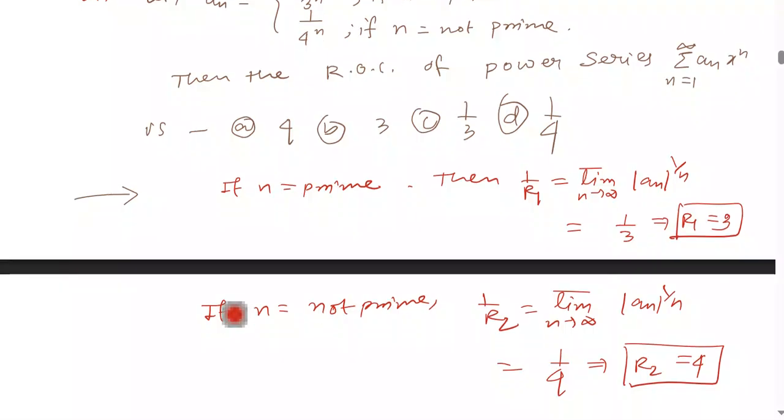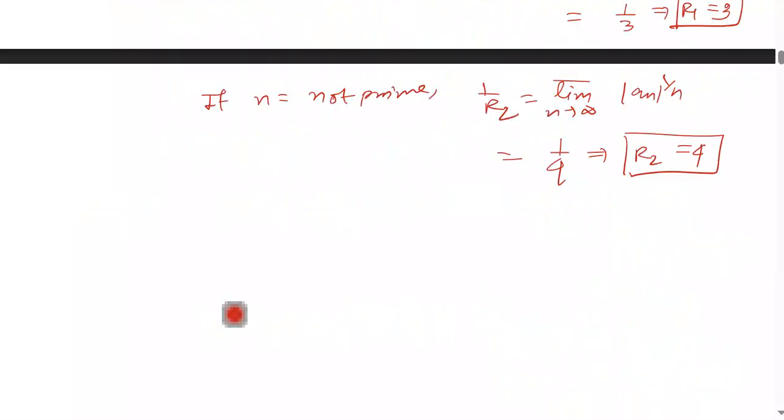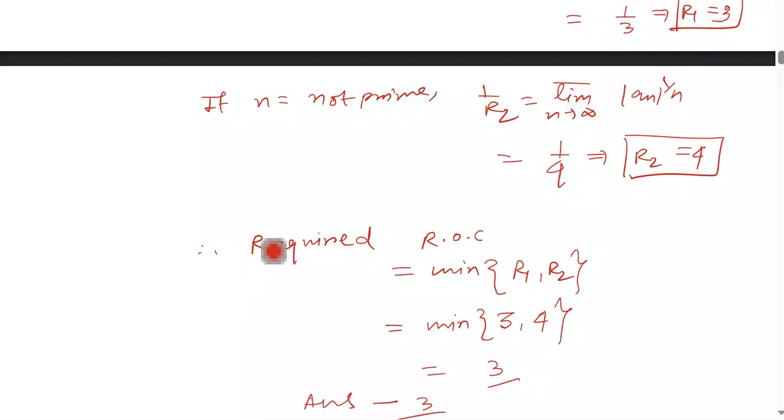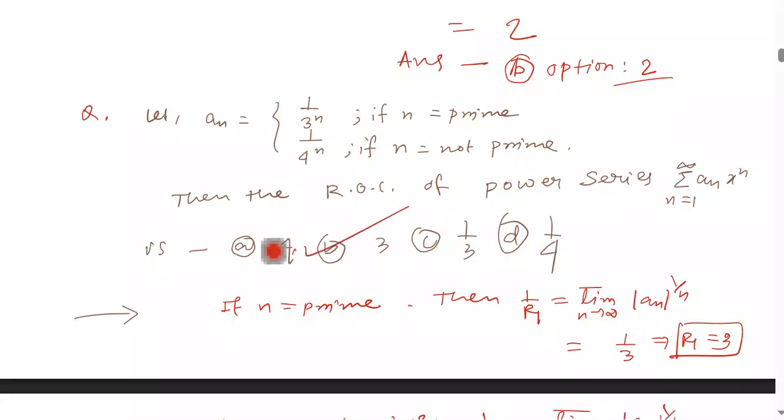ठीक है, R1 क्या आया था, 3 आया था, ये 4 आया था. Therefore our required radius of convergence क्या होगा, obviously छोटा वाला होगा, minimum of R1 and R2. R1 R2 में से कौन छोटा होगा, R1 तो मेरा 3 था, R2 मेरा 4 था, इनमें से क्या होगा 3. आपका आंसर हो जाएगा 3. ओके, 3 कौन सा ऑप्शन में दिया है, देखो 3 B ऑप्शन में दिया है. दिस वन इज योर करेक्ट आंसर.